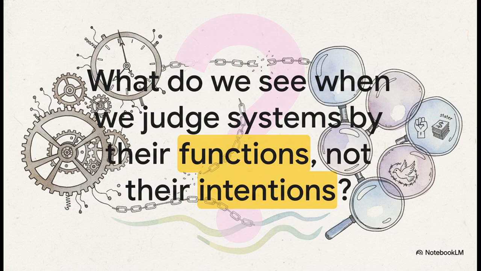The analysis in For Reasons of State really is a powerful tool. It's asking us to look past the official stories and comforting narratives. So the question for us is, what else becomes visible in our world when we start to analyze systems, not by what they say they do, but by what they actually do?